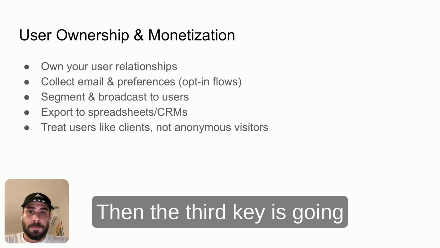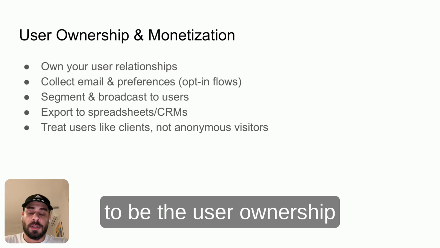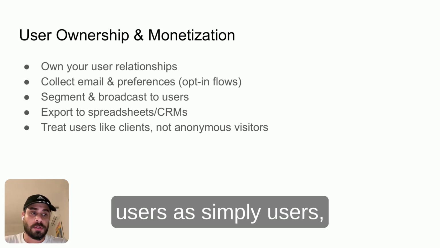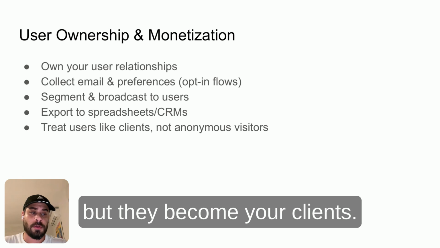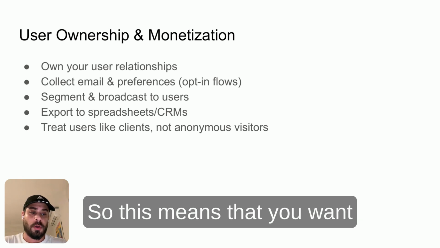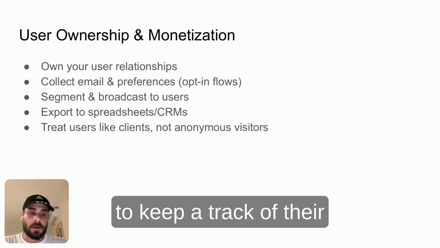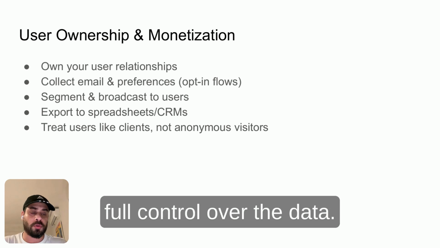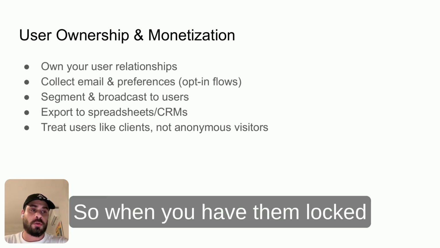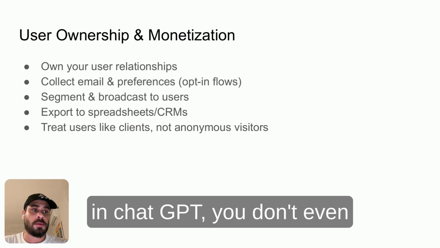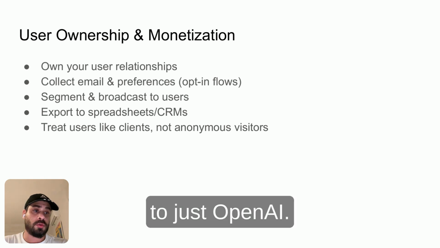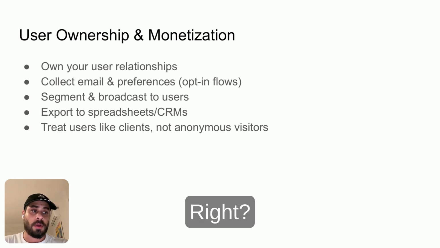Then the third key is going to be the user ownership and monetization. So you don't think about users as simply users, but they become your clients. So this means that you want to keep track of their activity, you want to know who they are, you want to have full control over the data. So when you have them logged in ChatGPT, you don't even know who is your user, and all the data belongs to just OpenAI, right?